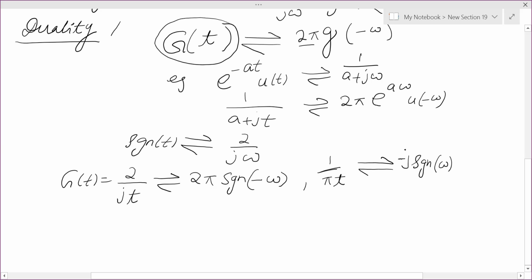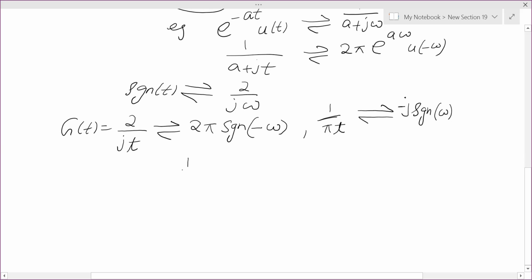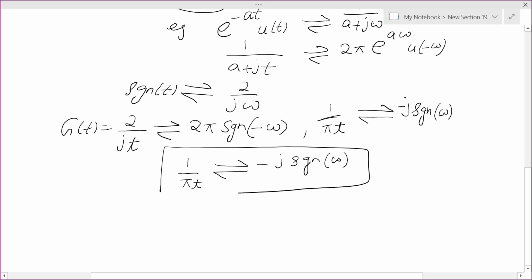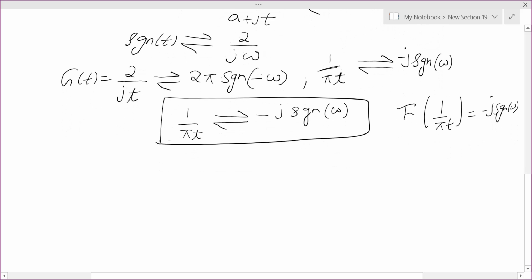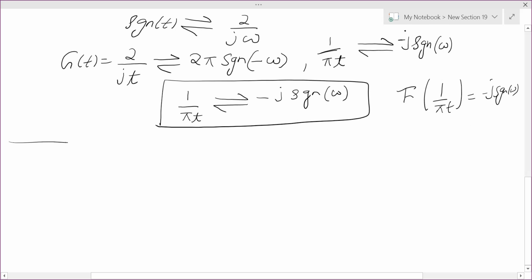So from this what we have got is that 1 over pi t forms the Fourier transform pair with j signum of omega. In other words, the Fourier transform of 1 over pi t is minus j signum of omega. Now hold on with this result, you will soon realize why we were doing all this.